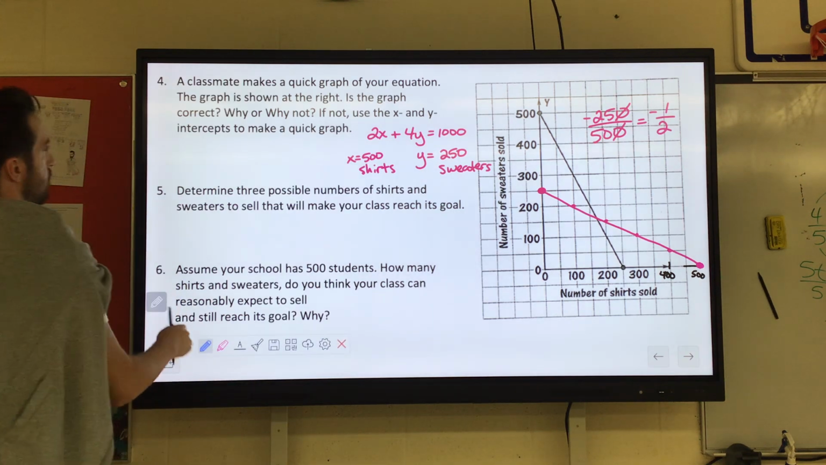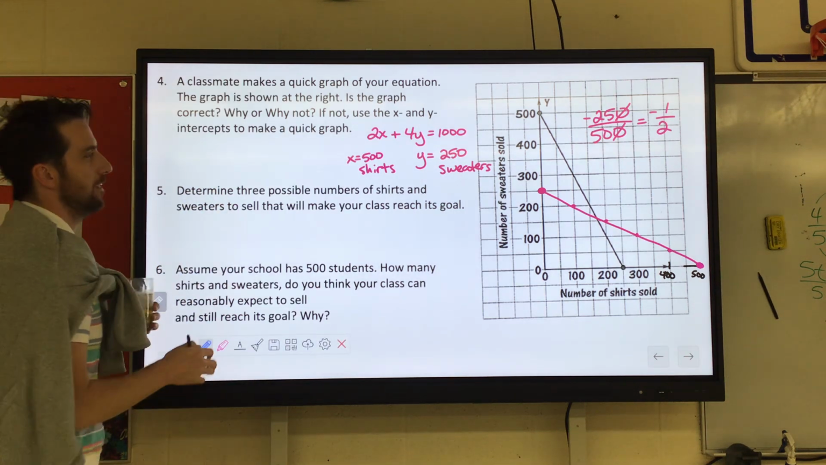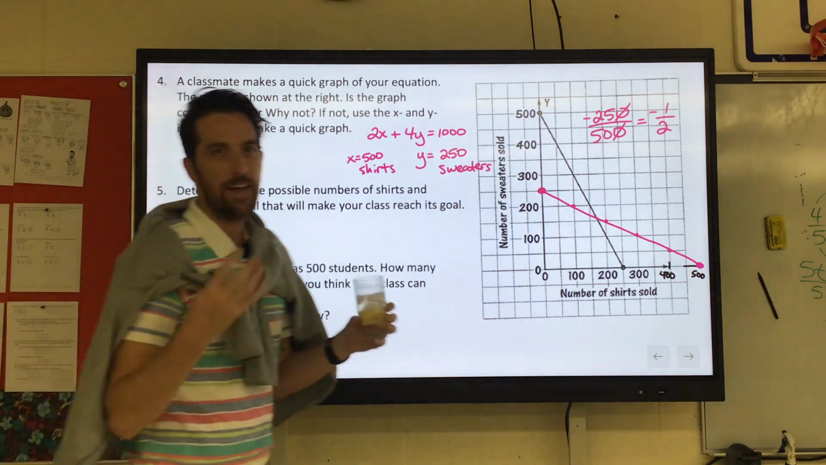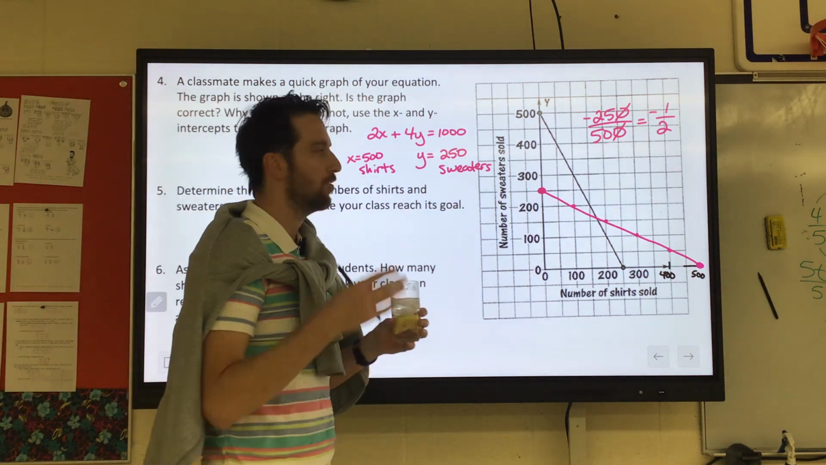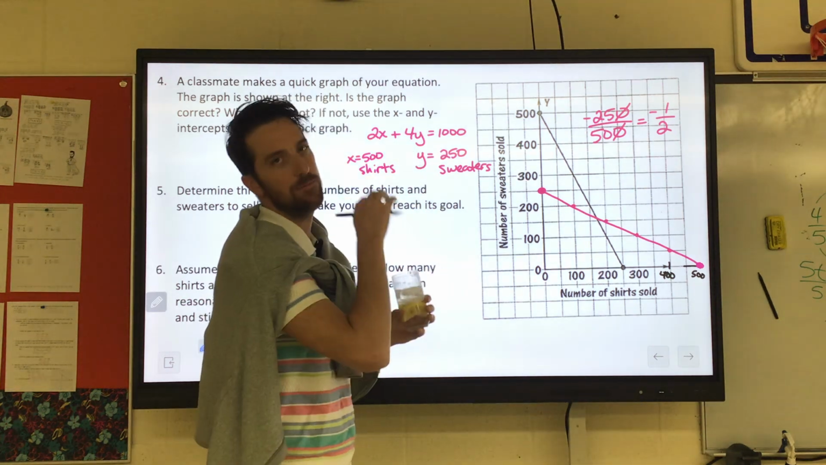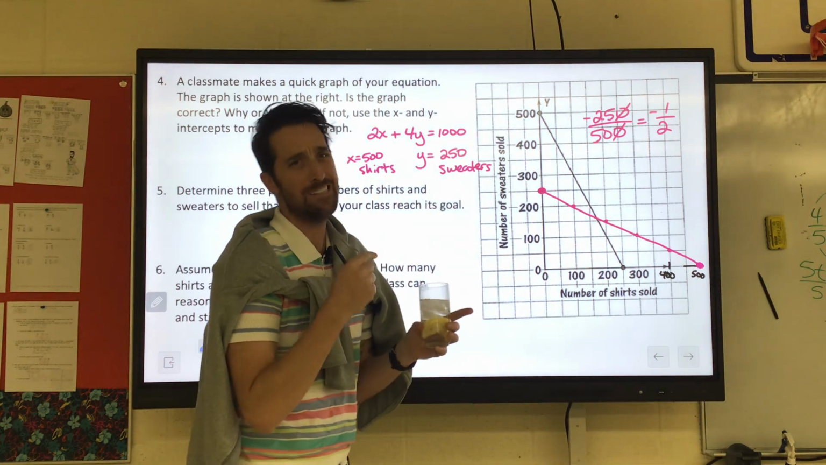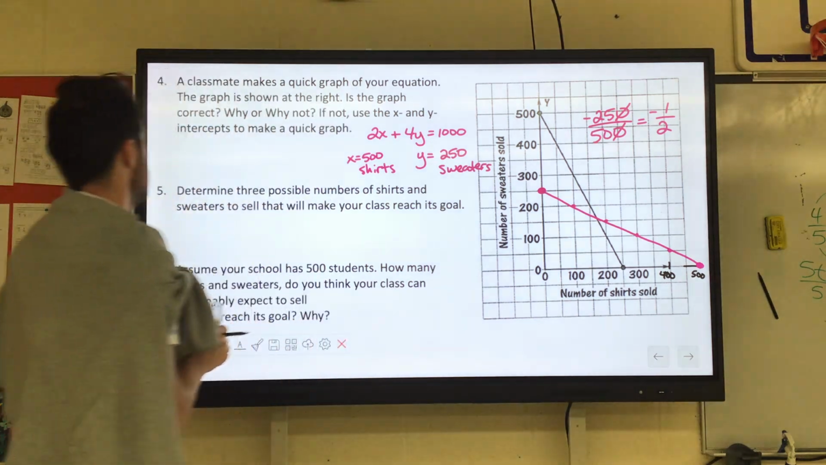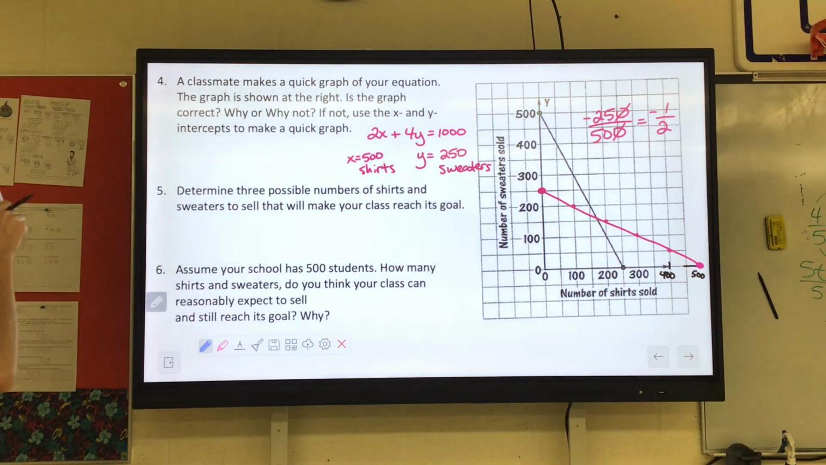All right, so no, the graph was off. They had the x and y axis in the wrong spot. They graphed the x-intercept on the y-axis. They graphed the y-intercept on the x-axis. They just had them flipped. Number 5.